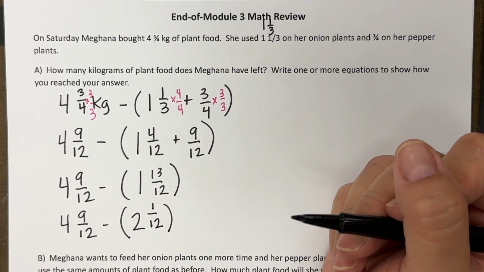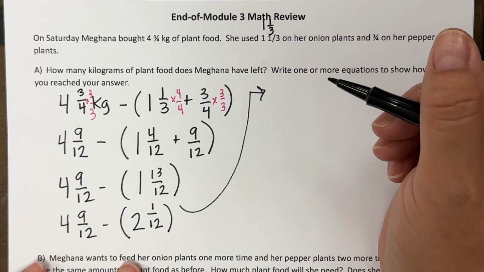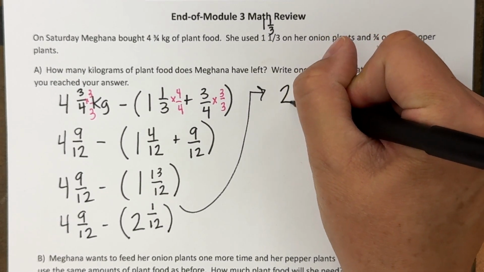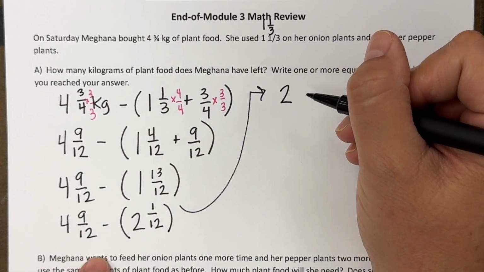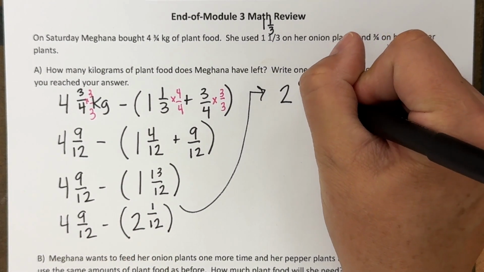Okay, so now we can subtract. And I'm just going to draw an arrow and continue up over here. But now we can subtract the whole numbers. So 4 minus 2 is 2. And then we can subtract the fractions. 9/12 minus 1/12 is 8/12.